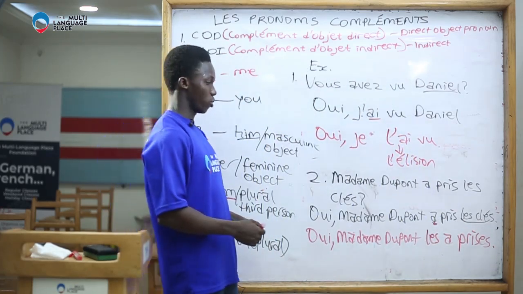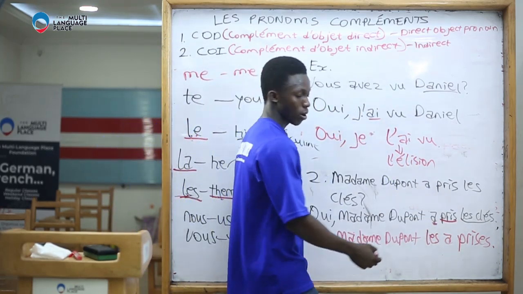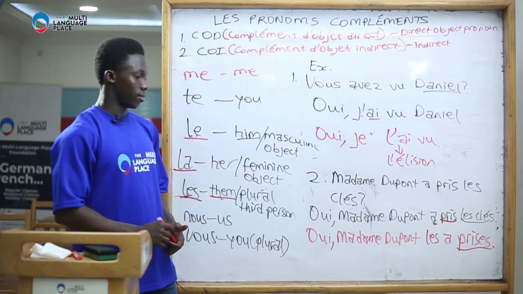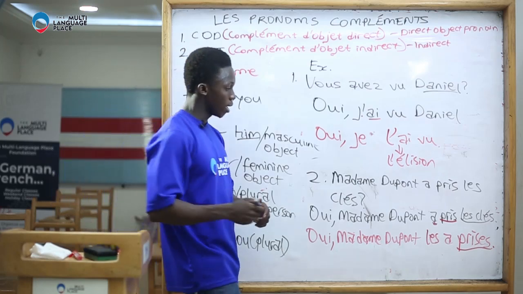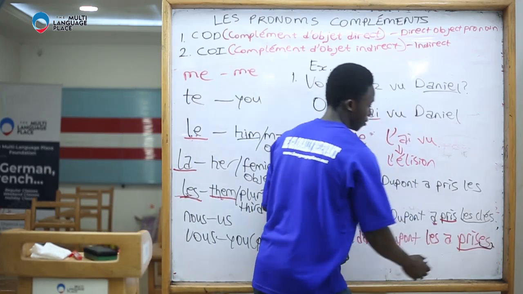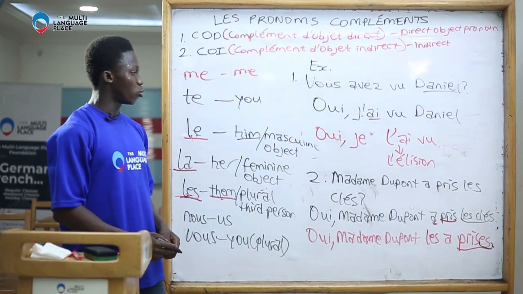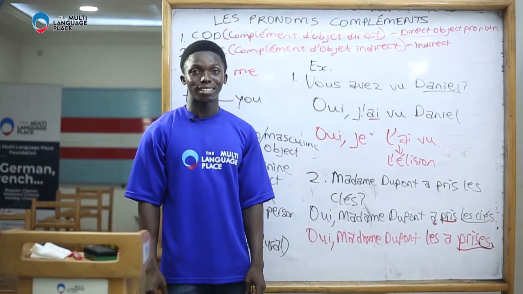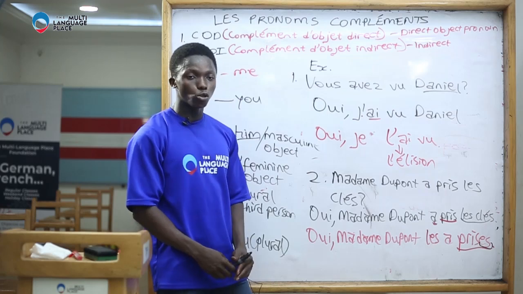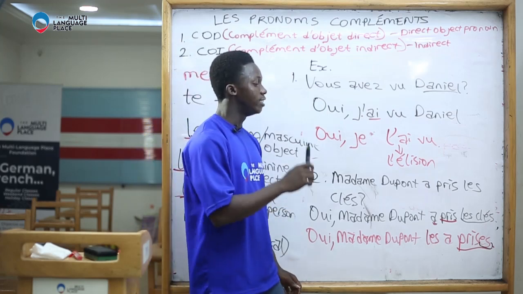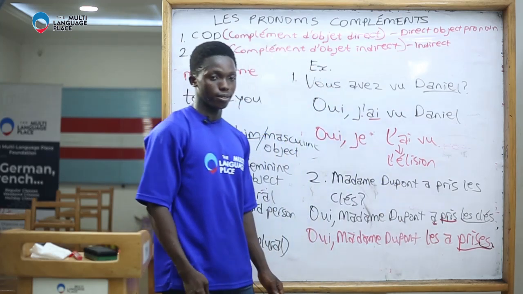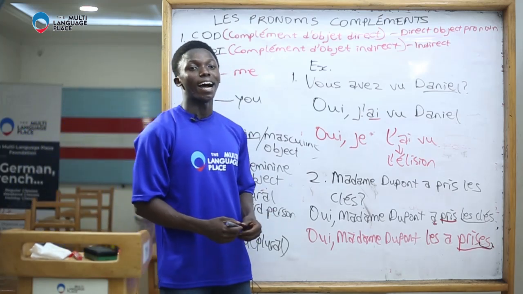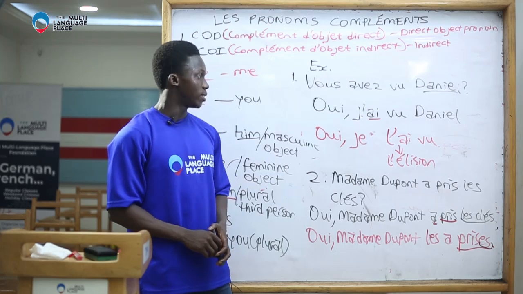Now, that should be the source of a question. It is pris. Why is it prise here? Why are we adding ES? Now, let's look at why we are adding ES. Whenever we are using COD with passé composé in French, we take note of the gender and the number of the noun we are replacing.